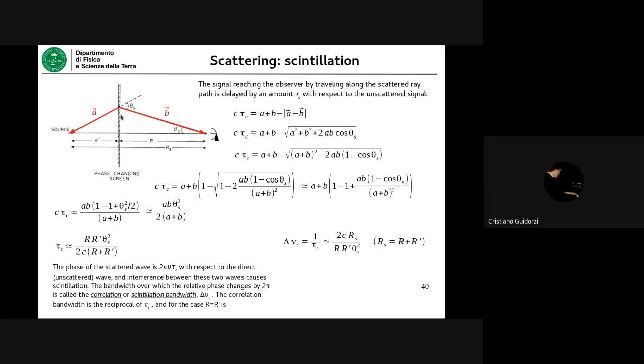So for example, if the blobs responsible for this are moving. So provided that you integrate along a bandwidth which is comparable or not larger than delta nu c. So in this case here, I just calculated, as I said, the case which maximizes tau c, or equivalently, which minimizes delta nu c, the bandwidth, which is the case in which the two are equal. So r equals r prime.